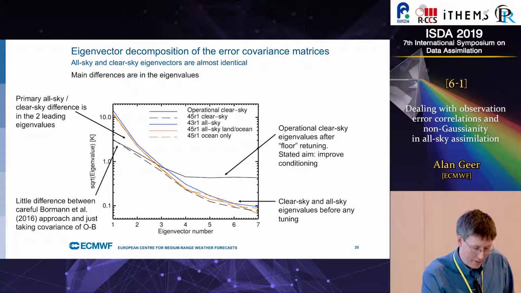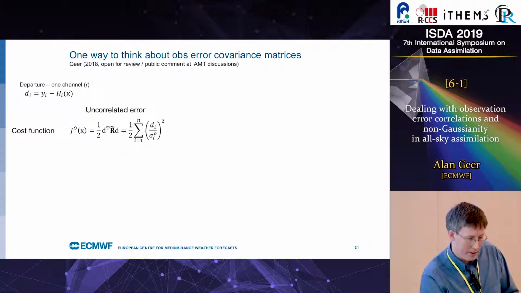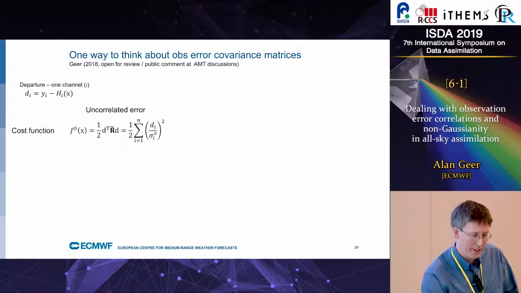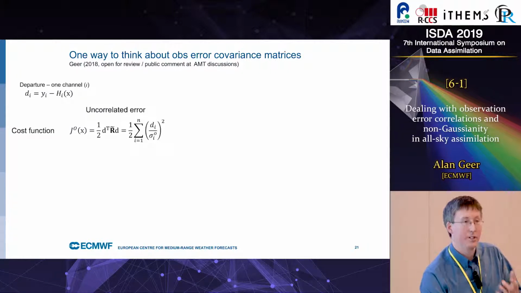I'm going to skip that point for now. So again, just to understand what's going on, if you've got a cost function, there's a matrix form, a summation form, and this is for diagonal errors. It's just the sum over the squared normalized departure.